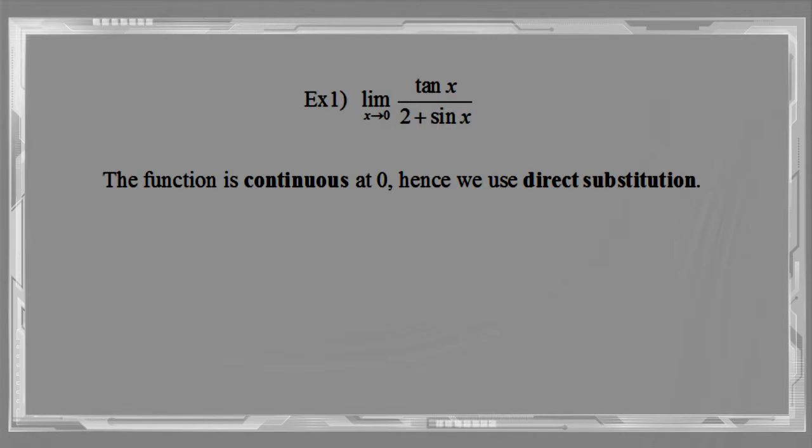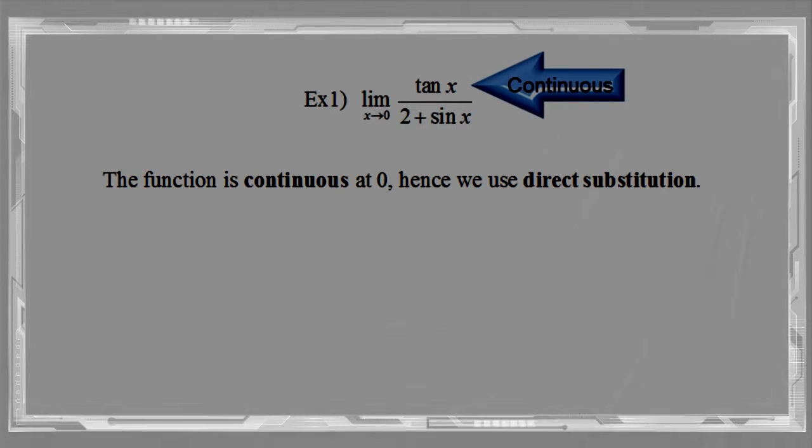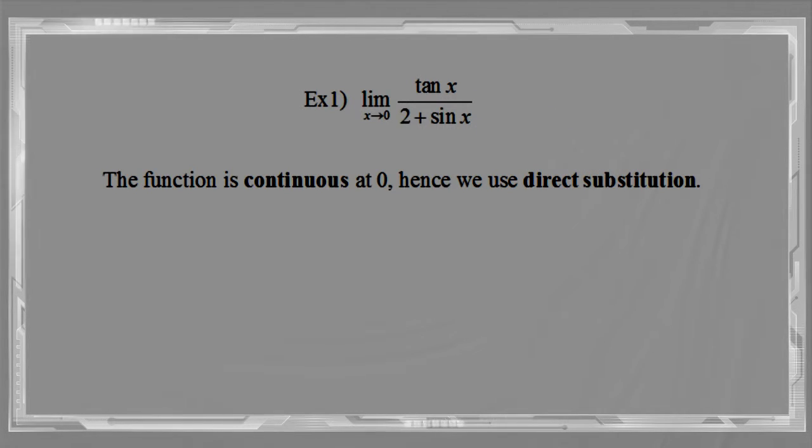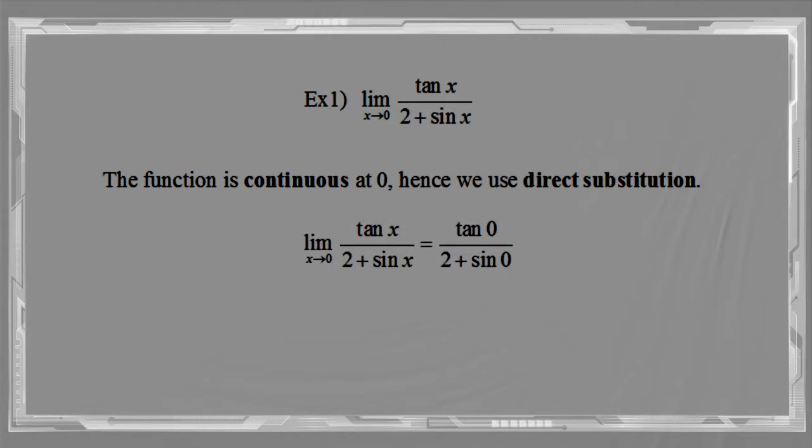Let us take a look at a quick example. Notice here we have the limit of tangent x over 2 plus sine x as x goes to 0. And tangent x in the numerator is continuous at x equals 0. And the denominator, 2 plus sine x, is also continuous at x equals 0. Hence, all we do to take the limit is use direct substitution and plug x equals 0 right into the function. So now we have tangent 0 over 2 plus sine 0, which is equal to 0 over 2 plus 0, which is equal to 0.